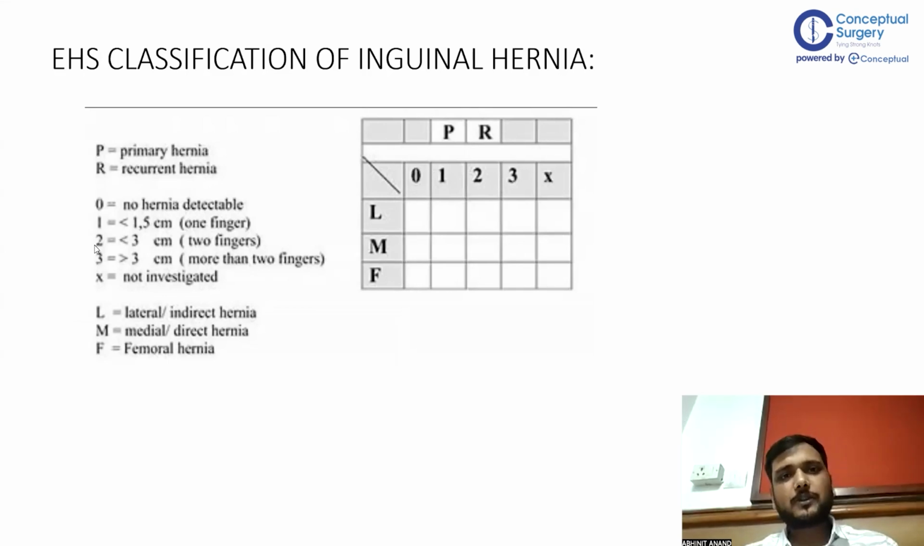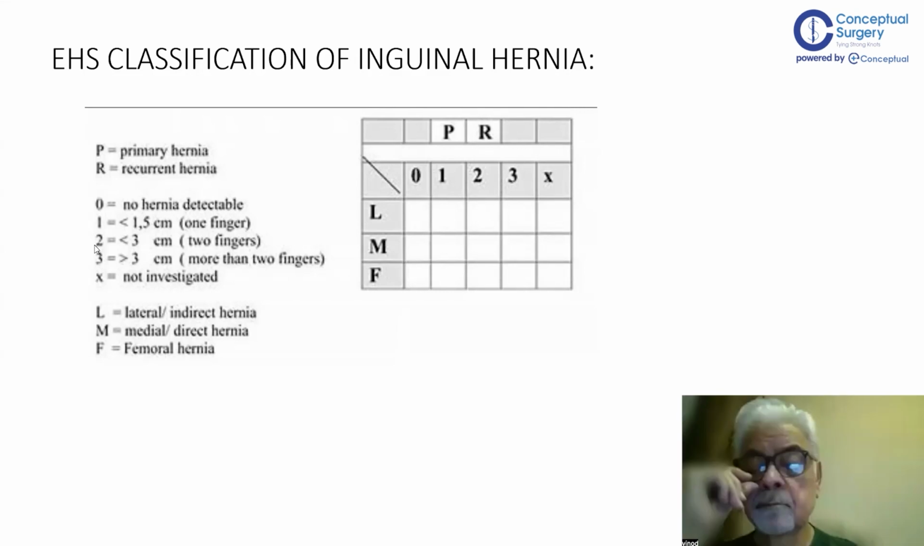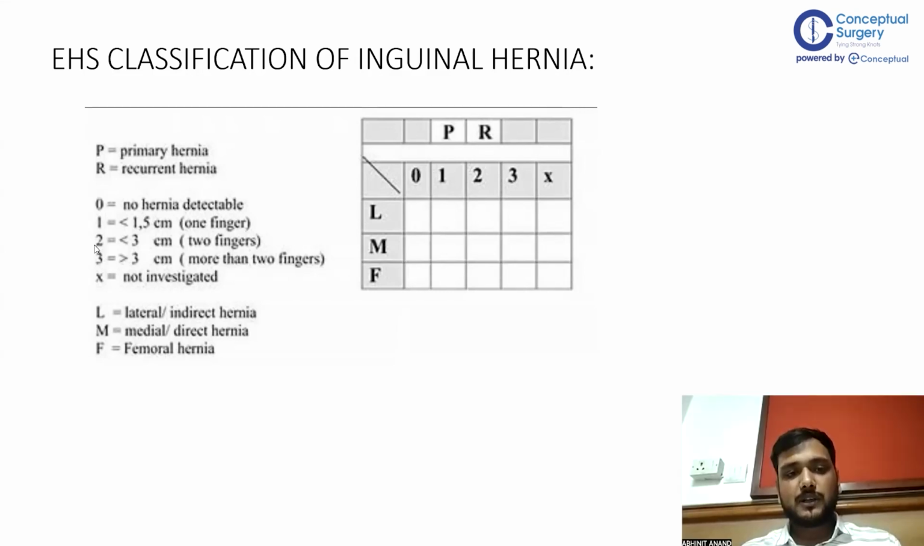The second classification for the inguinal hernia is the EHS classification, where P stands for primary and R stands for recurrent. 0, 1, 2, 3 are according to the size, where 0 means no hernia detected, 1 is less than 1.5 centimeters, and 2 is less than 3. 3 is more than 3 centimeters, where more than 2 fingers can be inserted in the inguinal hernia defect. X is not investigated. L is lateral or indirect hernia. M is medial or direct hernia. F is femoral hernia.